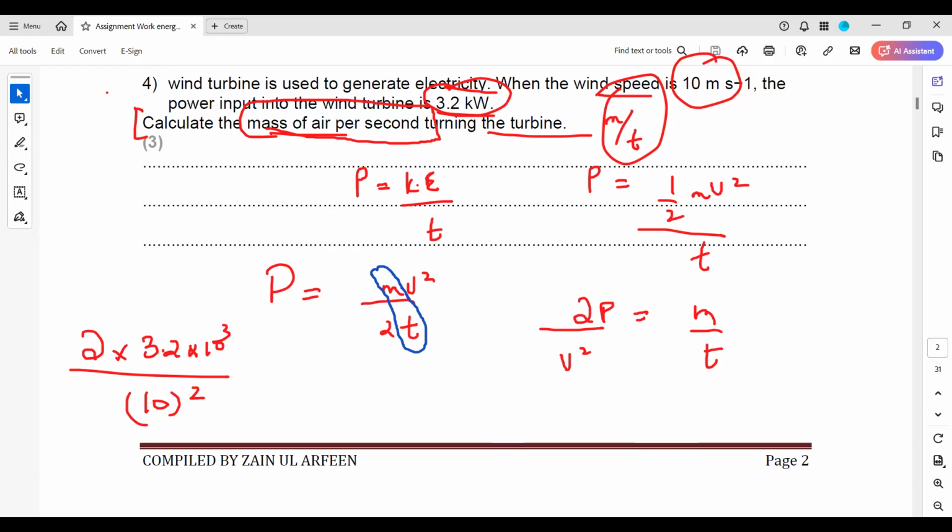What's the answer for this? How much mass is there per second? So 64. So m over t is 64 kilograms per second. That's the mass of the air which will flow every second through this turbine, hitting this turbine, or rotating the turbine.